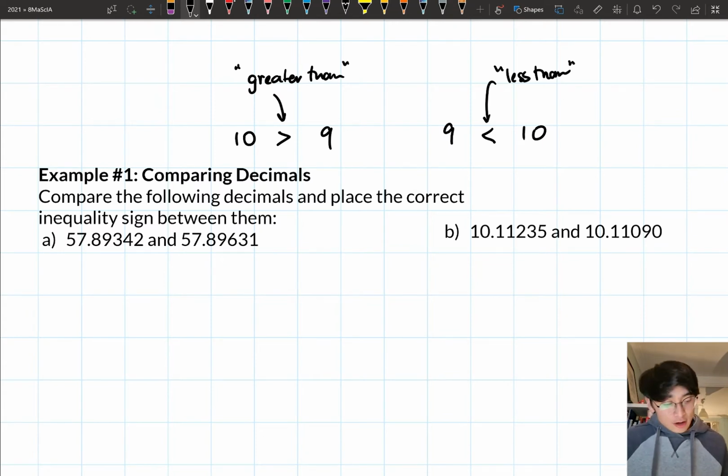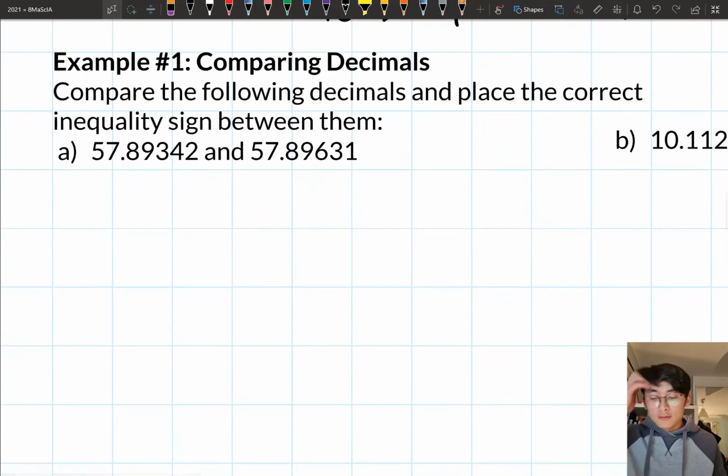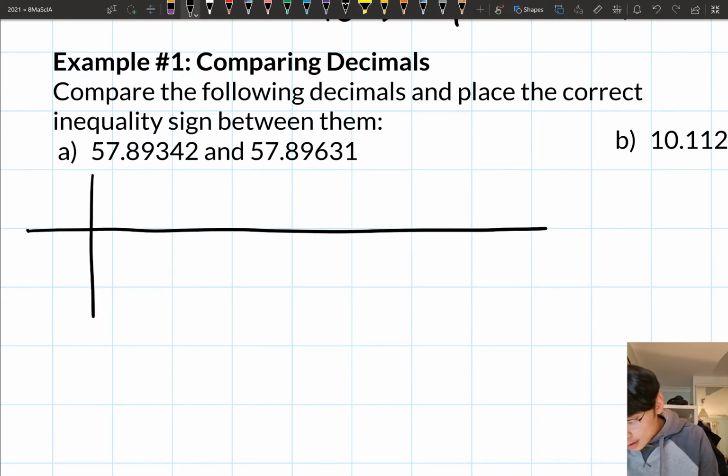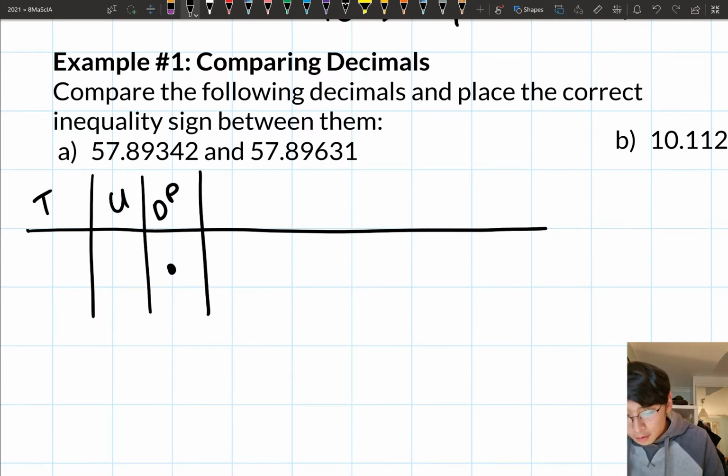So let's have a go at these examples here. The first one, I've got these two numbers, 57.89342, and the other one is 57.89631. Okay, so let's write this out using the table. Here, I'm just going to do a really quick one. I've got my tens, my units, my decimal point. We'll put a dot here for both of them in a second.